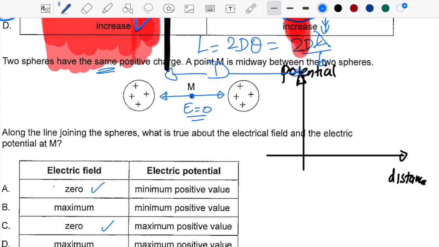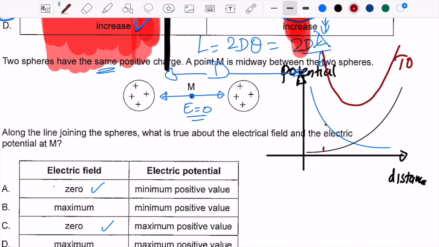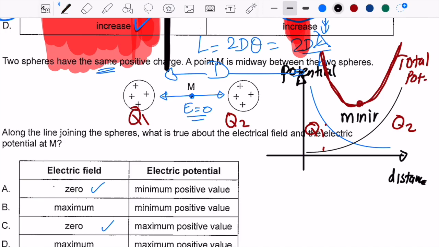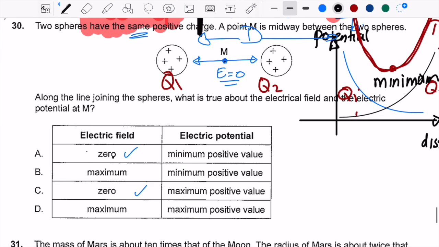Let's try to draw the electric potential around a point charge. It looks like this. Now let's think about the electric potential around the other charge, and put it like this. So what is the total? The total will be this one plus this one, so it may look like this. Let's say this is Q1, Q2; this is Q1's electric potential, this is Q2's electric potential, and this is the total potential. So this must be a minimum. So with 0 field and a minimum positive potential, the answer should be A.